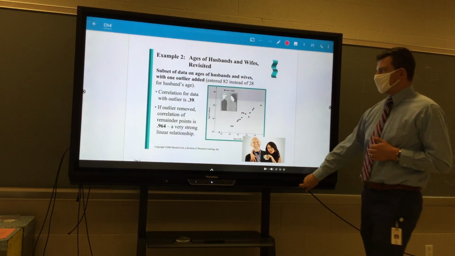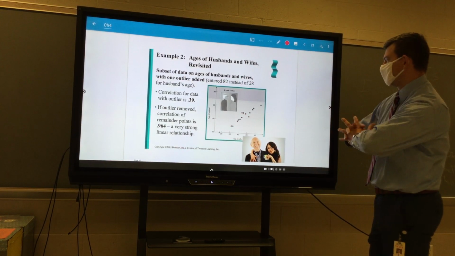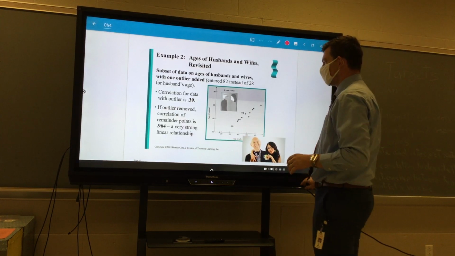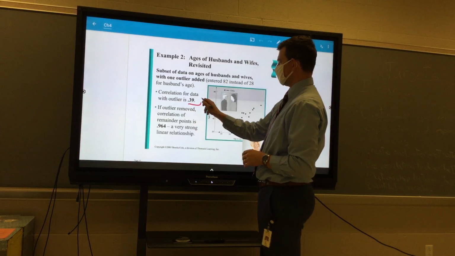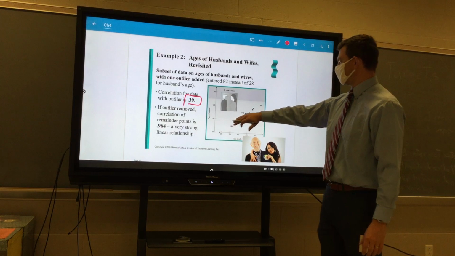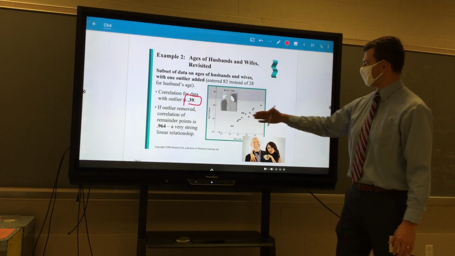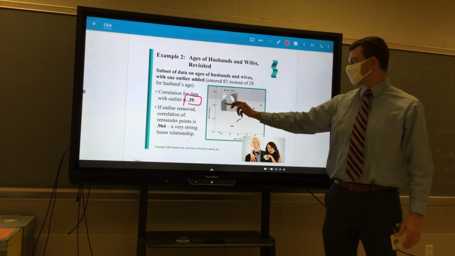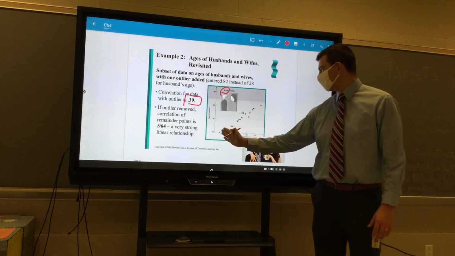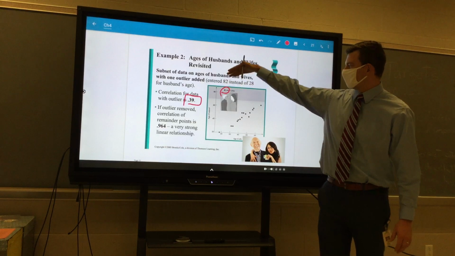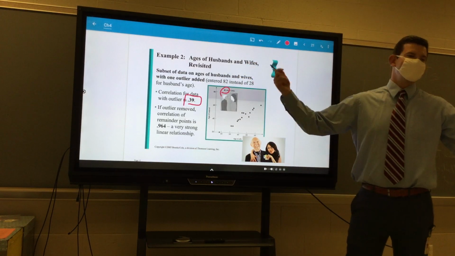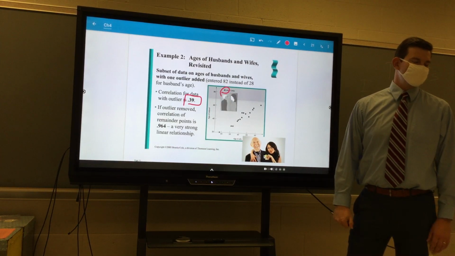Revisiting that problem with the age of the husband and the age of the wife. Okay, we have our trend here with a correlation of 0.39. A pretty weak correlation. We have all these values here, the older the wife, the older the husband, but then there was this point right here, where we have a pretty young wife and a pretty old husband, 82 years old. We see that from time to time, right?